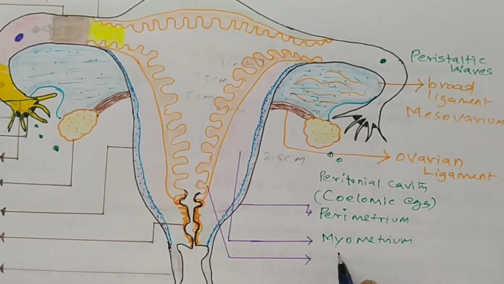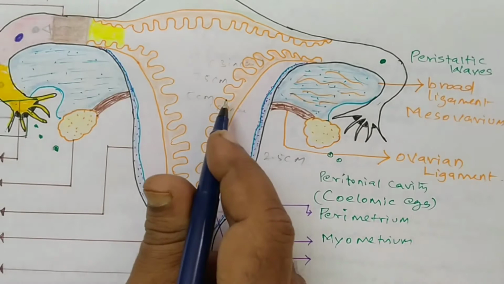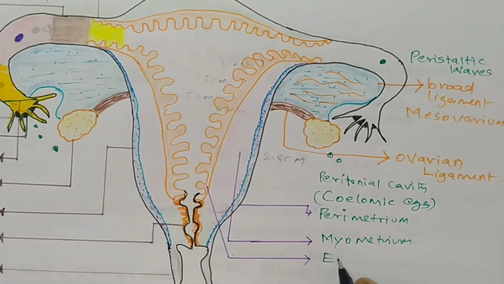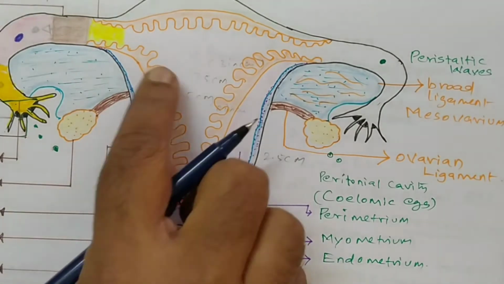Myo means muscles. It is made up of connective tissue and smooth muscles. The innermost layer is glandular in nature and is termed the endometrium. Only the endometrium is responsible for the formation of the placenta. Only the endometrium is responsible for implantation.